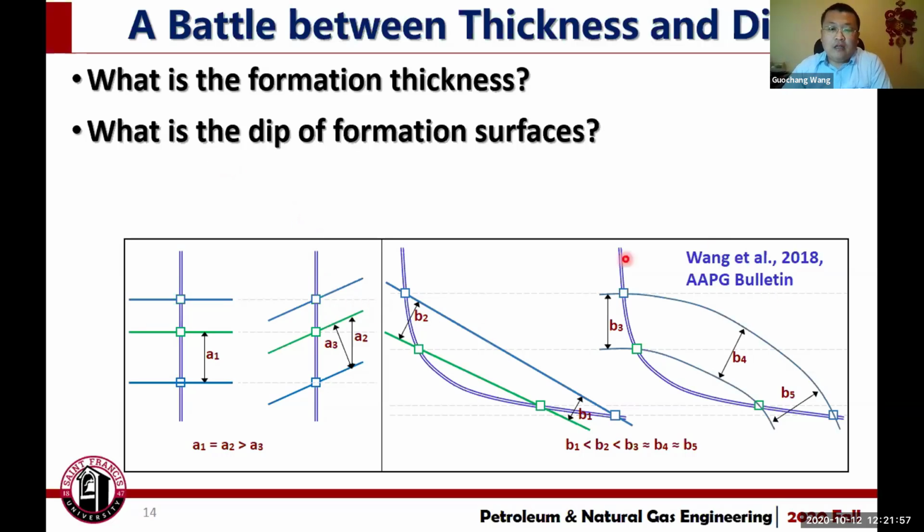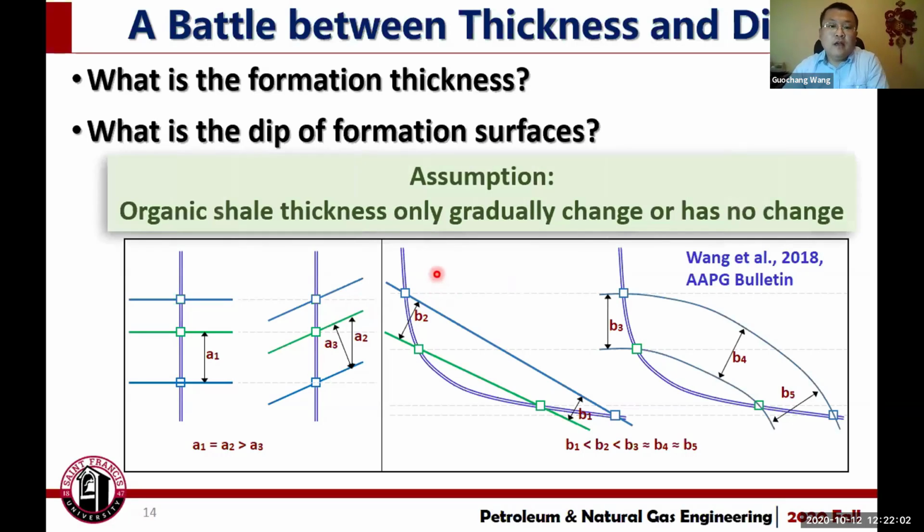So in 2008, when we worked on the paper we just published in AAPG Bulletin, we made the assumption that the organic shale thickness only gradually changes or has no change in a small area. And then that makes it easier for us to work on this. But if you work on a larger area with lots of wells and the depositional system changes a little bit, then the thickness will change. But we still assume they only gradually change.